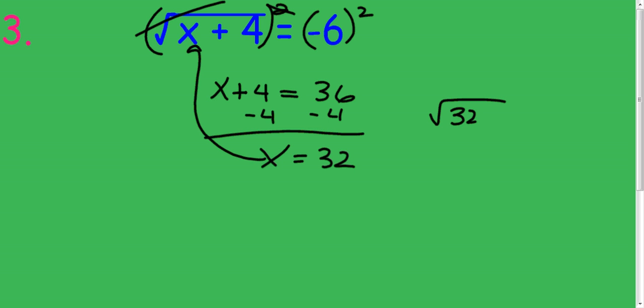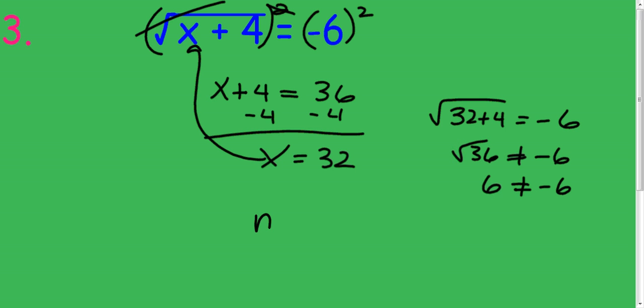The square root of 32 plus 4 is supposed to equal negative 6. Well, the square root of 36 doesn't equal negative 6. The square root of 36 is 6, and it doesn't equal negative 6. So that's how you get an extraneous root. And again, this one has no solution.